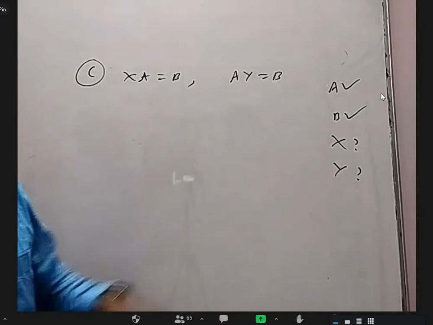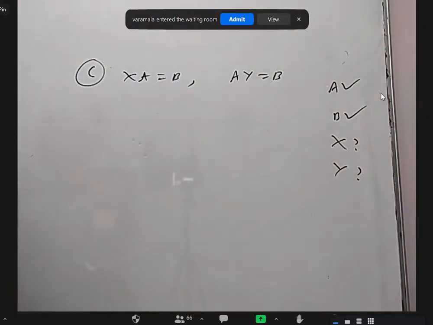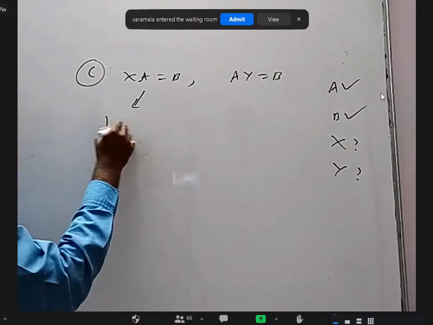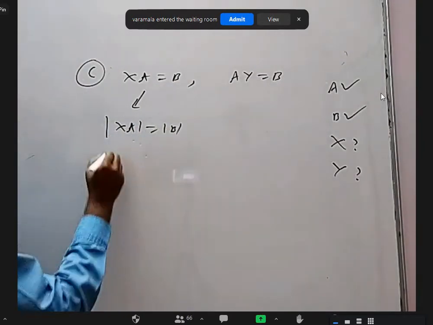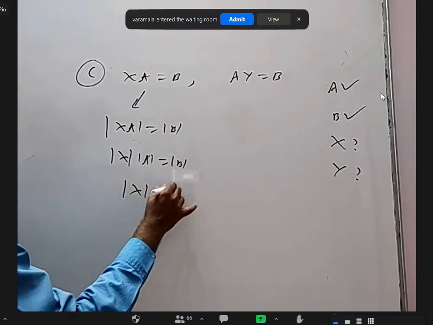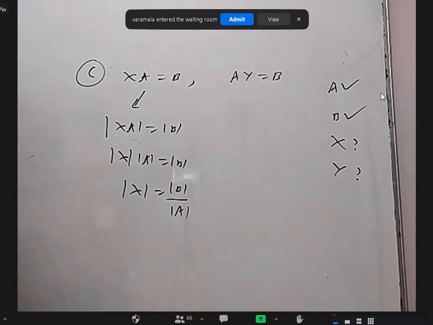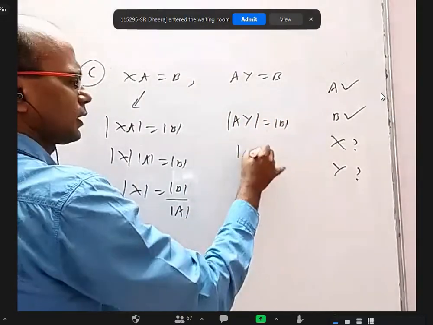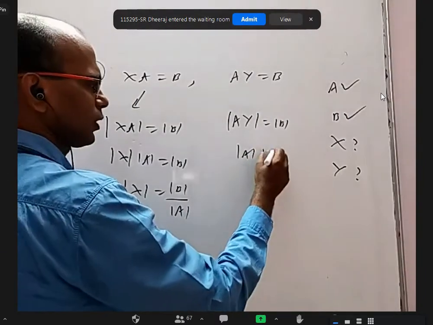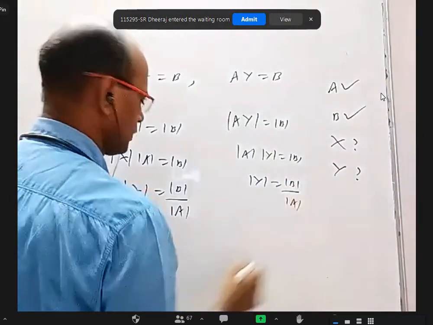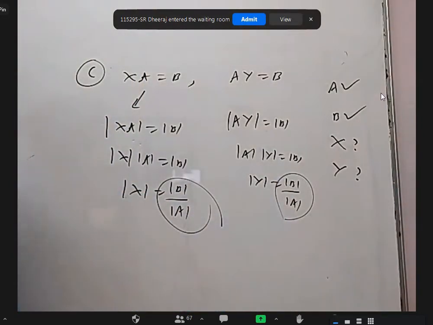Without even finding them, I can tell both of them have the same determinant. How is that? You apply det on both sides here. You will get det of XA is equal to det of B. That is det of X into det of A equal to det of B. Det of X is det B by det A. Similarly, also apply det here. Det of AY is equal to det B. Det A into det Y is equal to det B and det Y is equal to det B by det A. So both det X and det Y should be obviously equal. Is it okay? Yes, sir.